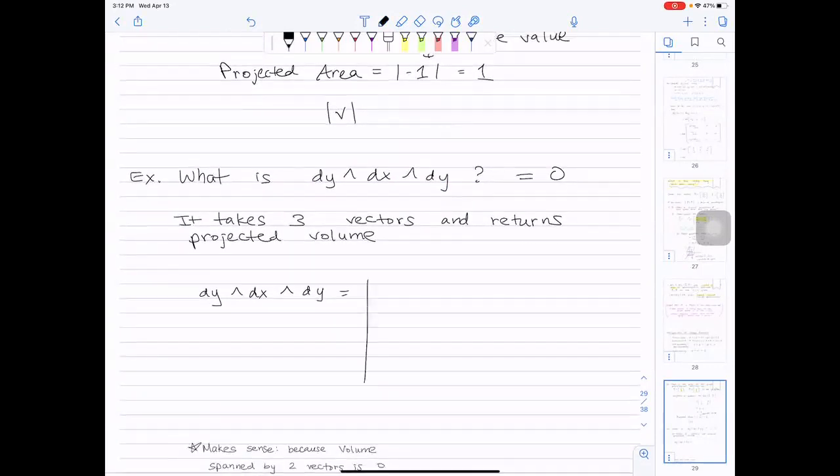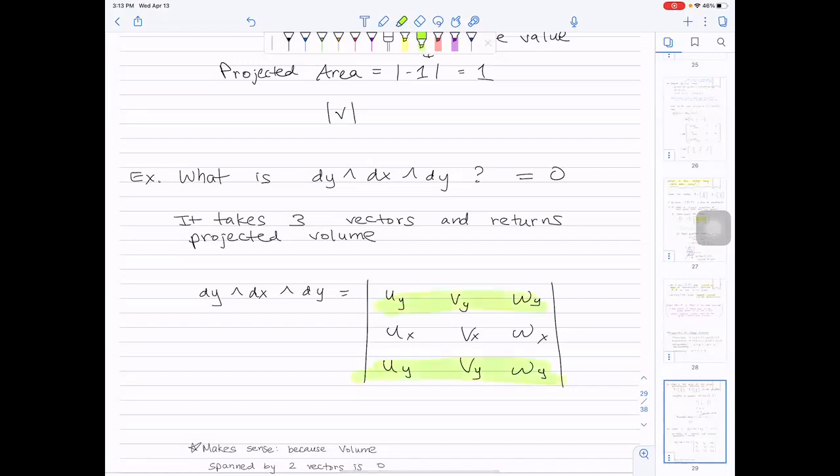So if you had some 3 vectors, u, v, and w, this tells us to take the y component first. Then the x tells us we want to take the x component next. And then finally, we take the y component again. Well, we know the row reduction properties that we see these two rows are exactly the same. So if we wanted to row reduce, we'd end up getting a whole row of zeros. And so this determinant is 0.